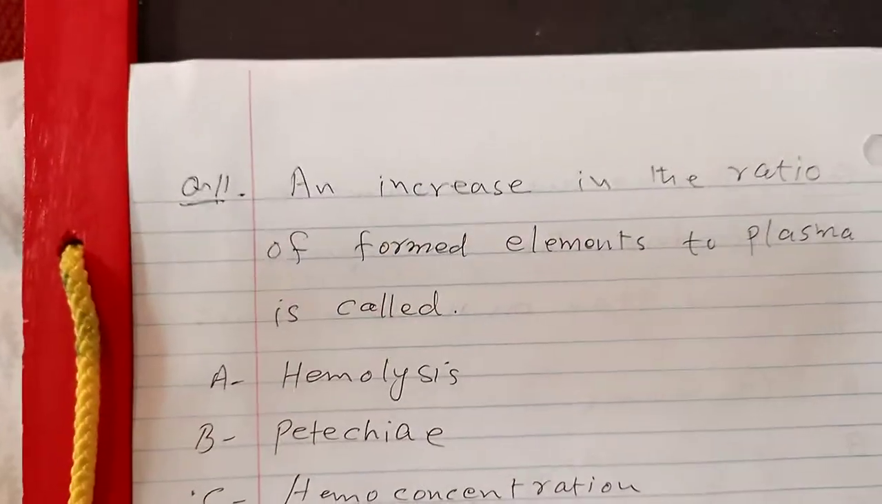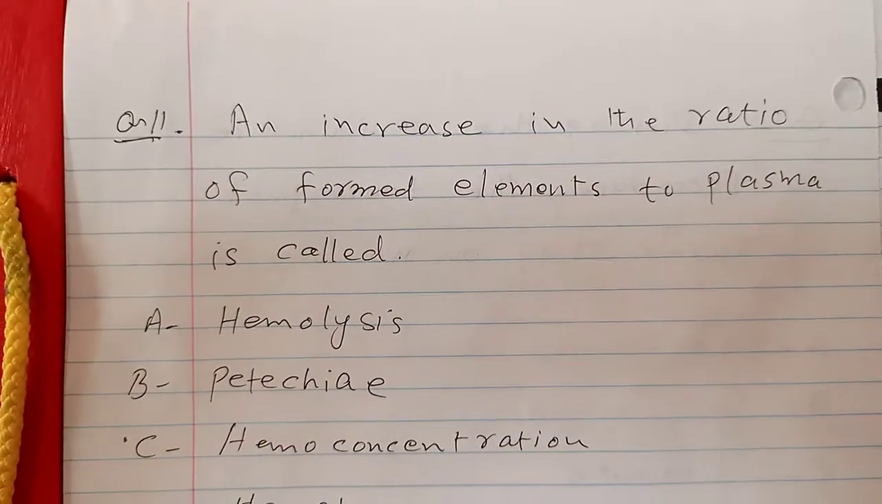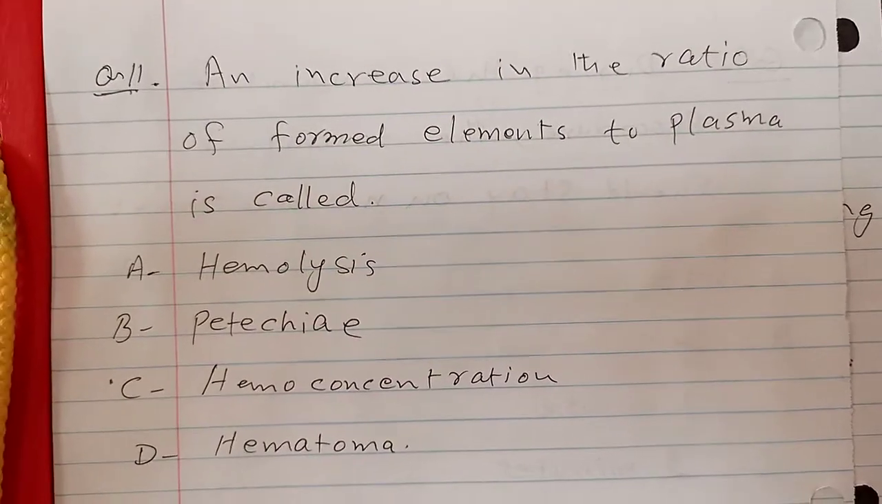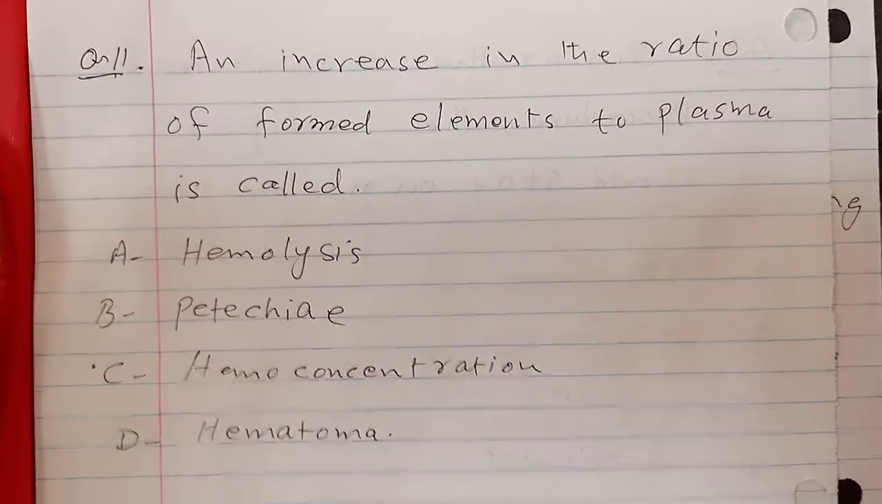An increase in the ratio of formed elements to the plasma is called what? Hemolysis, petechiae, hemoconcentration, hematoma. The answer is C, hemoconcentration.